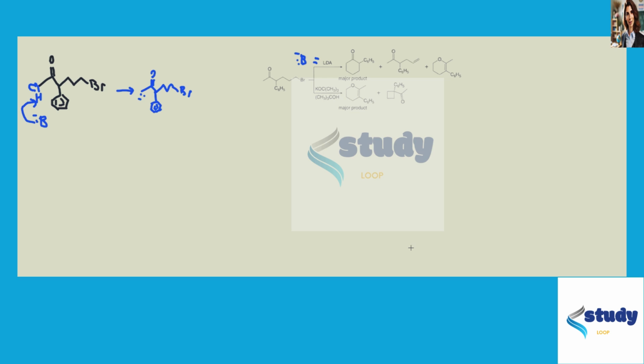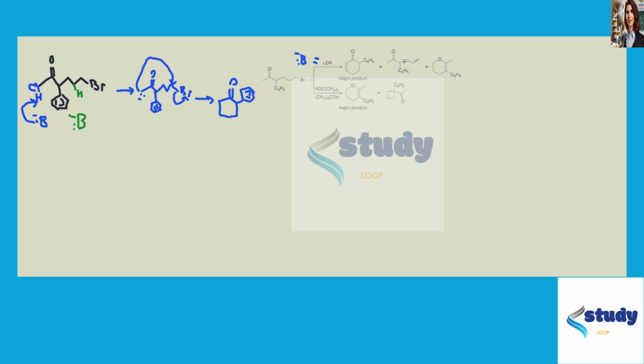Negative charge. And then what can happen, we're going to have an intramolecular cyclization occurring because this carbanion is very nucleophilic, and this carbon that the bromine's off of is very electrophilic. So you're going to have an SN2 backside 180 attack to form intramolecular cyclization to form the major product as illustrated here, like this.